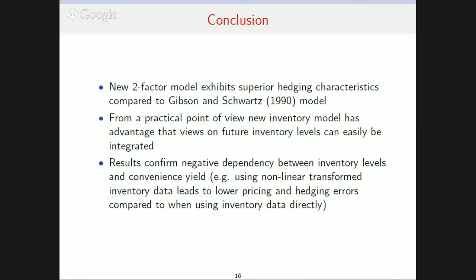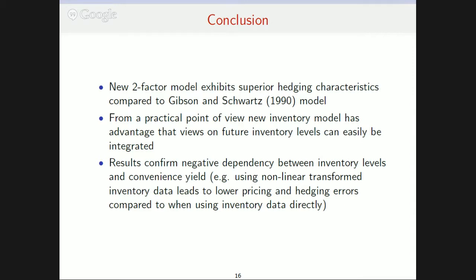So let me conclude our results. First of all, what we did in our paper, we introduced a new 2-factor reduced form model, in order to use inventory information as a second state variable. This model exhibits superior hedging characteristics out of sample.